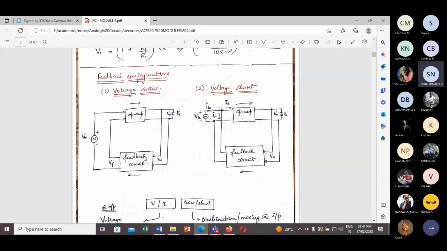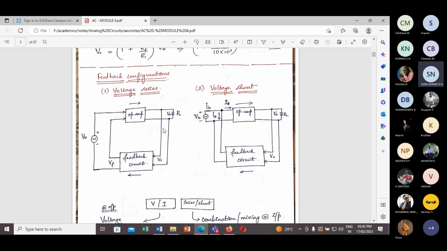So depending upon the time, we are going to call it sampling at the output side, and the input side is the mixing type. Mixing of the signal at the input side, and at the output we are going to take the sample. In that case, we will call four different configurations. Whenever we need to take the sample of the output voltage, we always need to connect in the parallel way.